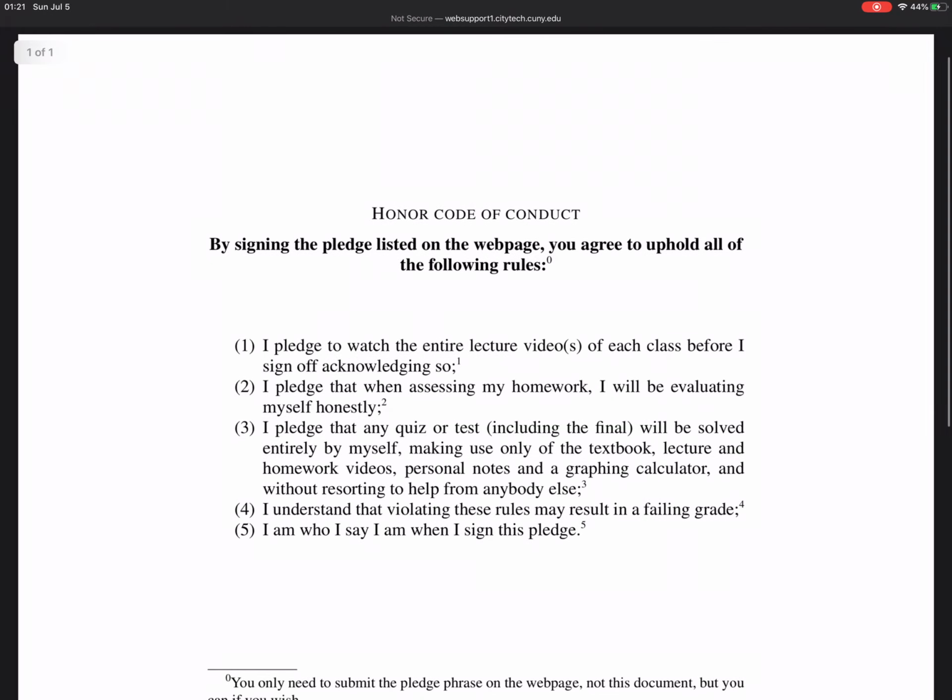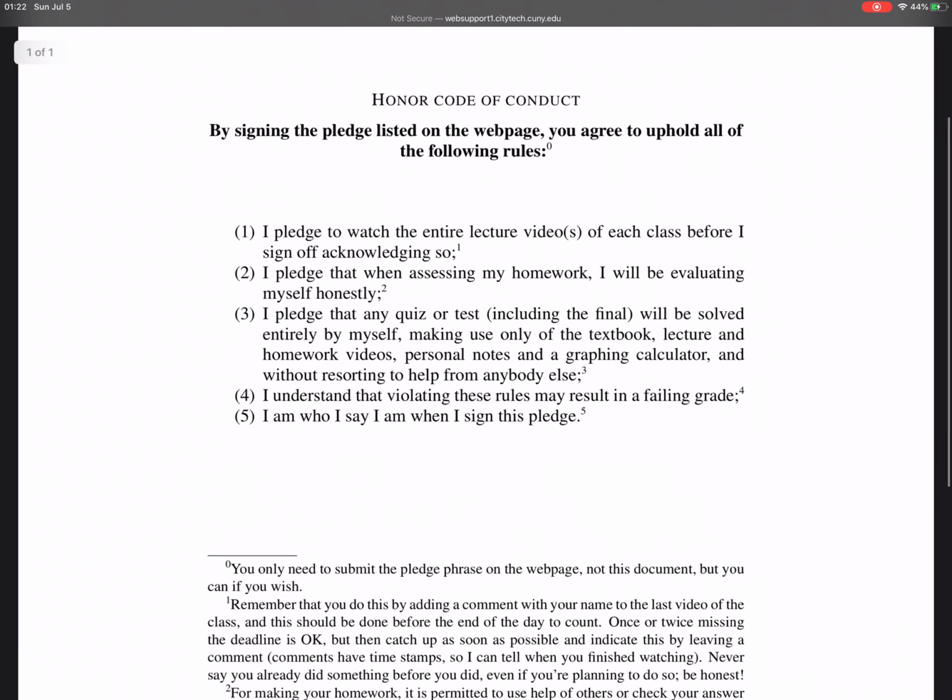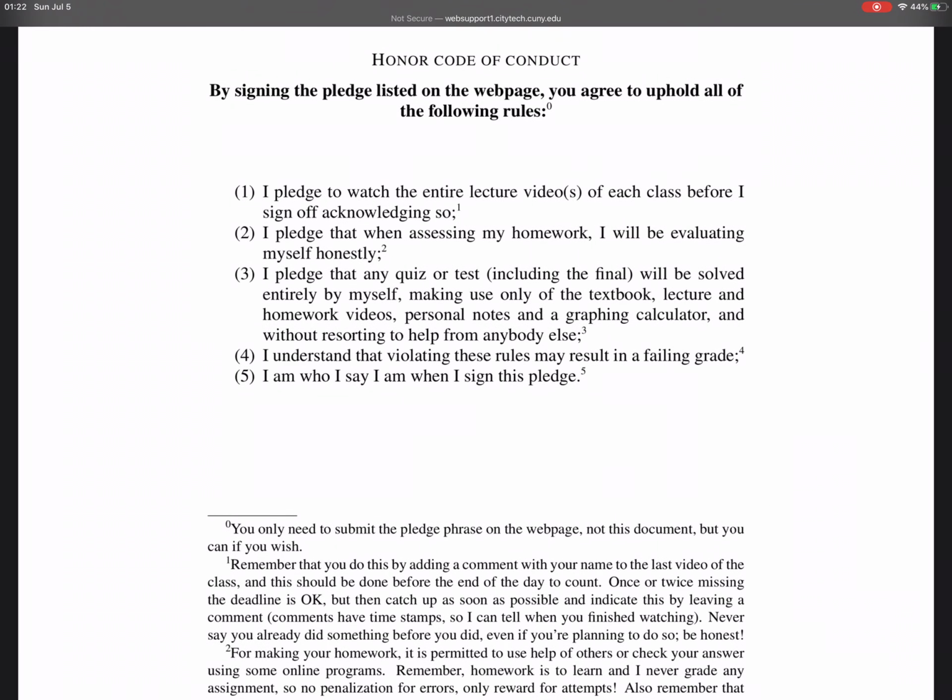Be honest. Second, when you assess yourself and give yourself 2 or 3 stars, you do this honestly. In other words, you do this only when you actually did the homework or tried it, or when you watched the homework video. Be honest. Third, and this is the most important one, I pledge that any quiz or test will be solved entirely by myself, making use only of the textbook, lecture and homework videos, personal notes and a graphing calculator, and without resorting to help from anybody else. Again, there are footnotes here. Please read these footnotes. There is important information also about this, but I'll leave that up to you.